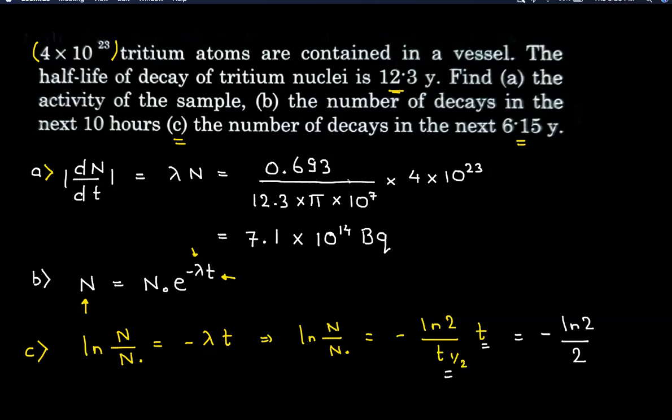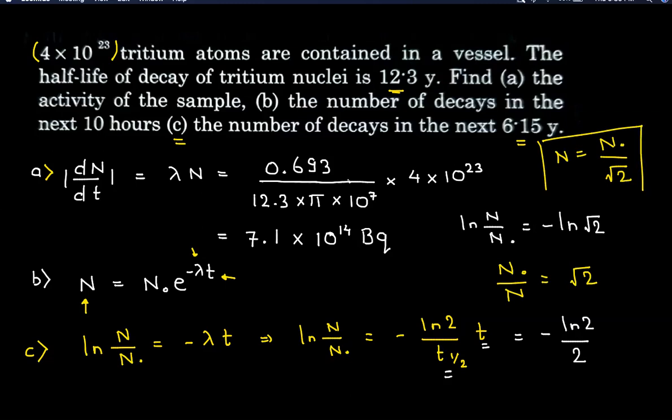So ln of n/n₀ is equal to minus of ln square root 2. Fine. So n₀/n is equal to root 2. So n is equal to n₀ by root 2. So this is the number of nuclei that are remaining. Number of decays will be n₀ minus n₀ by root 2. Everybody understand this? How it comes? Type it quickly, then we'll move ahead.